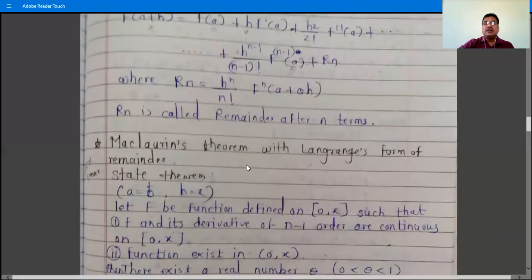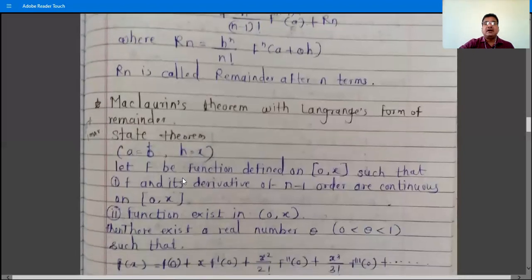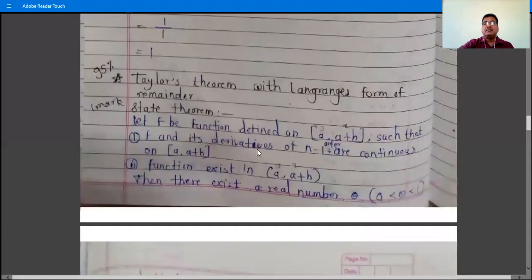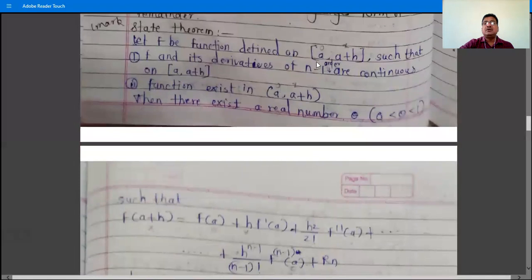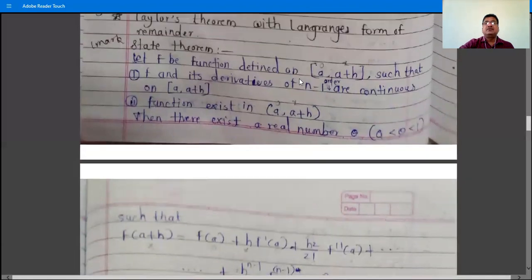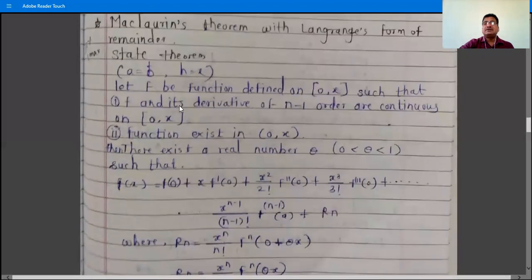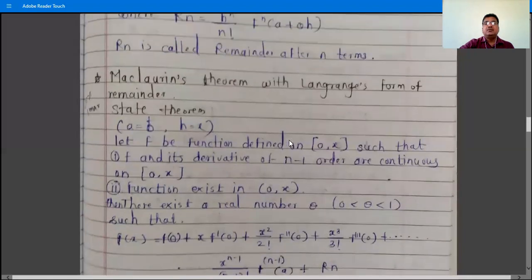Then Maclaurin's theorem with Lagrange's form of remainder. The question is again: state Maclaurin's theorem with Lagrange's form of remainder. So just write a is equal to 0 and h is equal to x in the above theorem. So what is the statement now? f is a function defined on the closed interval [0, x] such that f and its derivatives up to order n minus 1 are continuous on the closed interval, and the nth derivative exists in the open interval.